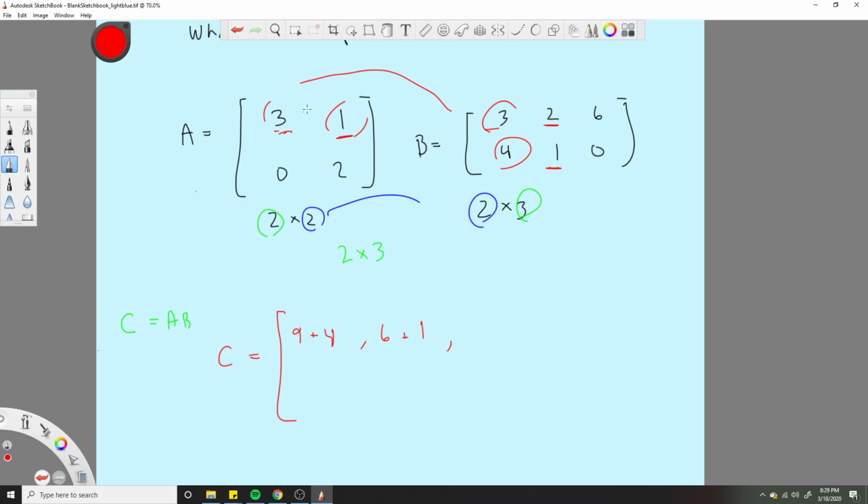Okay, similarly, the last element: 3 times 6 is 18. 1 times 0 is 0. 18 plus 0. Okay, so let me clean up some of my marks here. We have finished the first row of 2. Just clean it up a little bit.